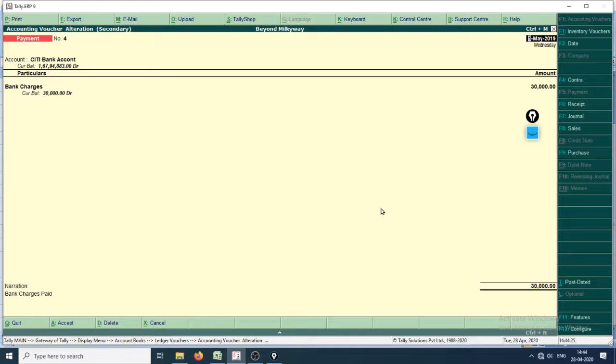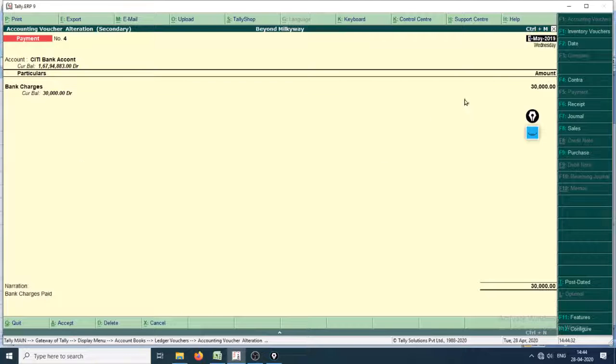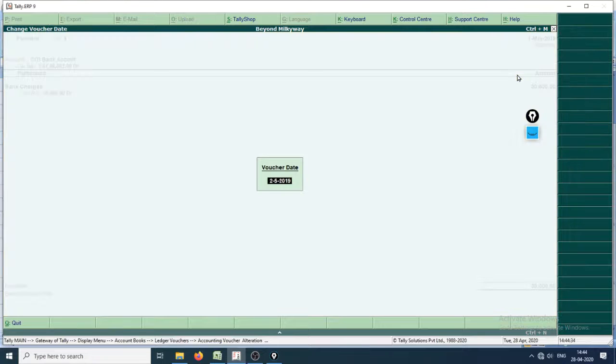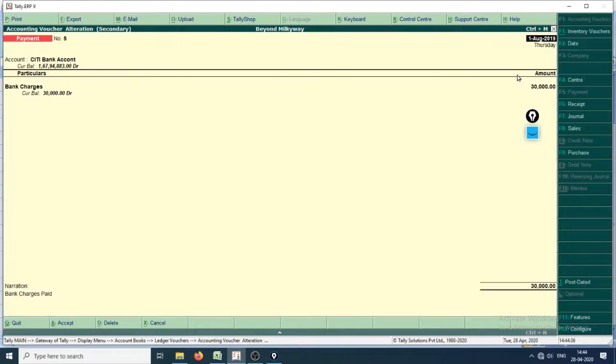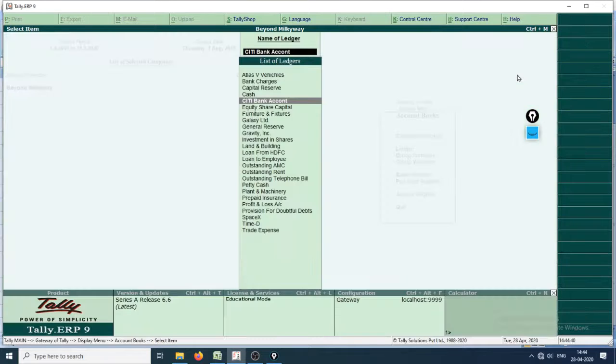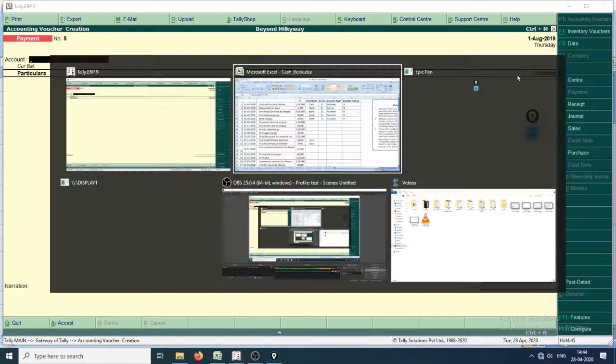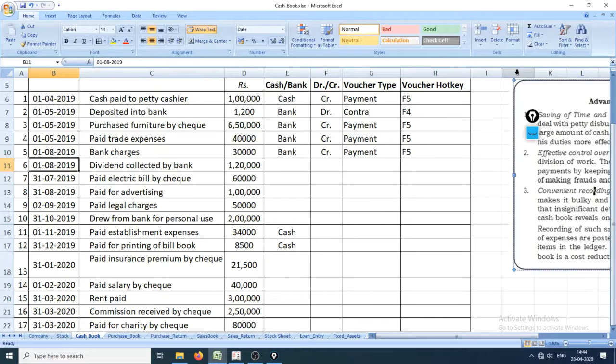Hi, so we are on entry number 6 and we again forgot to change the date right here. Hence, I have opened this entry, F2, 1-8-19, enter, Control A. Yeah, it is changed now. Let's try to solve all these entries quickly now.